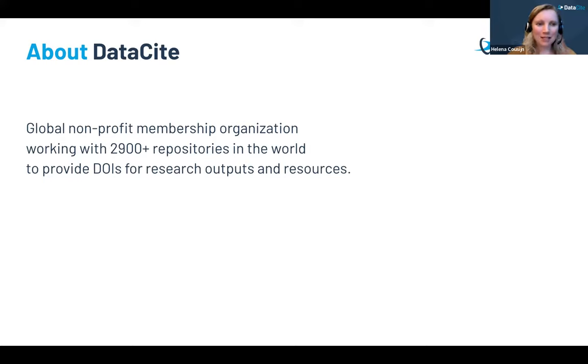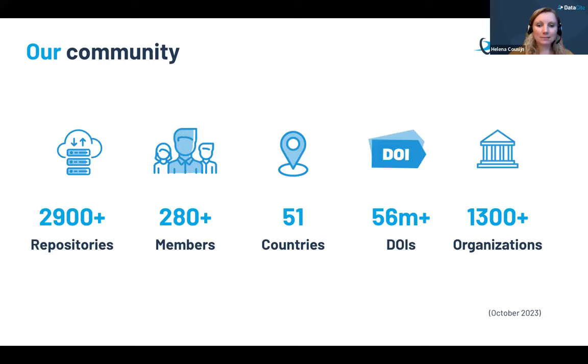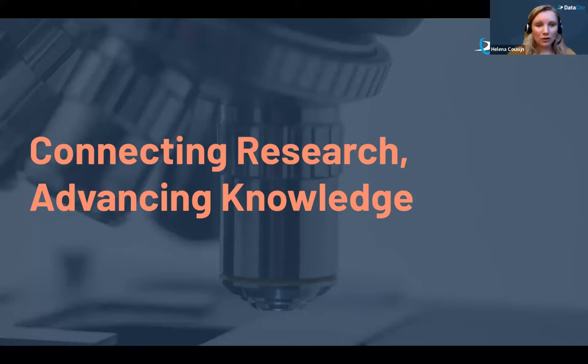But yeah, still wanted to mention that DataCite is a global nonprofit membership organization, and we work with over 2,900 repositories around the world to provide DOIs for their research outputs and resources. We're a global community, so we work with more than 1,300 organizations in 51 countries, that have registered over 56 million DOIs at this point for a wide range of research outputs. So DataCite's vision is to connect research to advance knowledge. And the way in which we connect research is through metadata. And that's also why metadata and the metadata schema are such an important part of what we do.